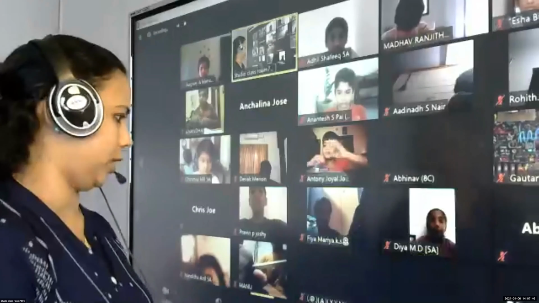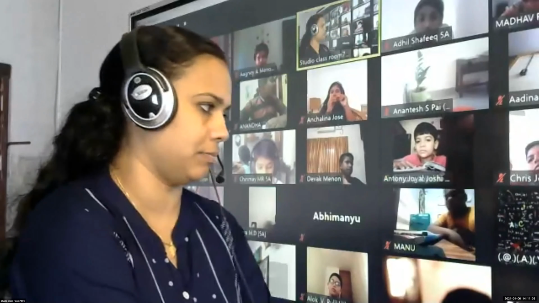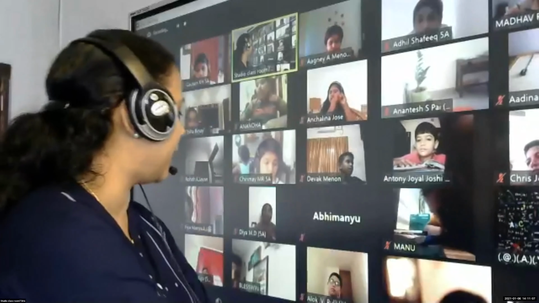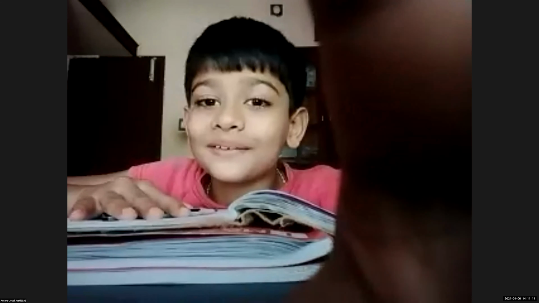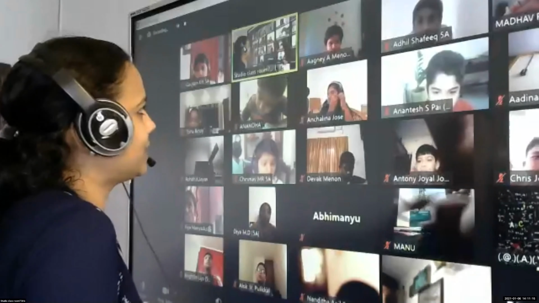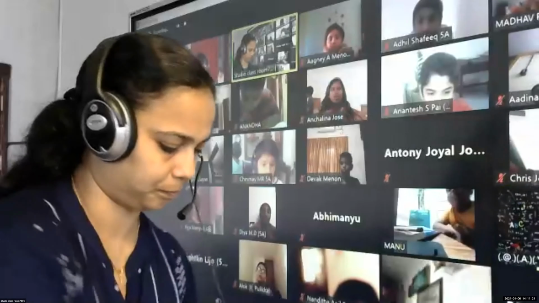We cannot say equal number. We have to check whether they have the same number of decimal places. If it is the same number of decimal places, what will we say? Like decimals. If it is not the same number of decimal places, what will we say? Unlike decimals. Okay. So children, decimals.